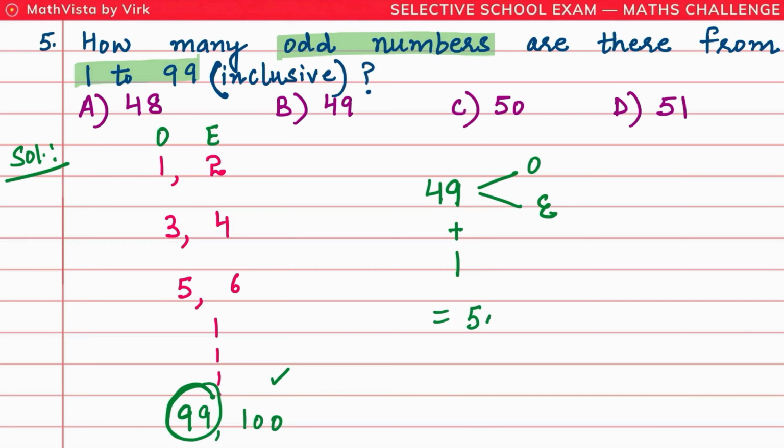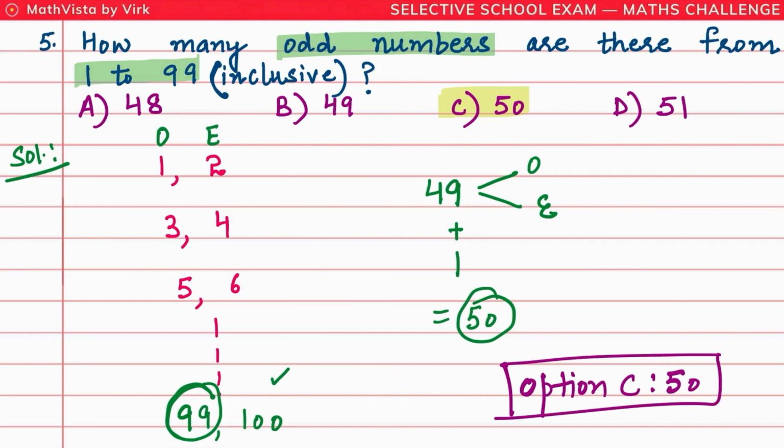So we have a total of 50 odd numbers. What is the correct option? That is option C, 50. So our correct answer here is option C, that is 50. The question was quite easy.